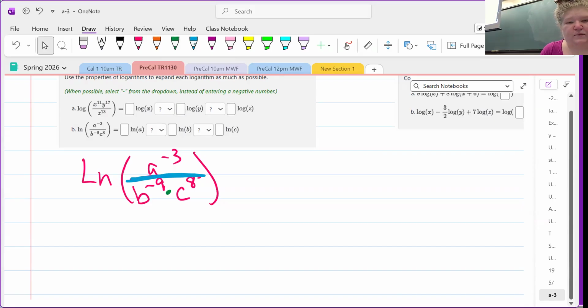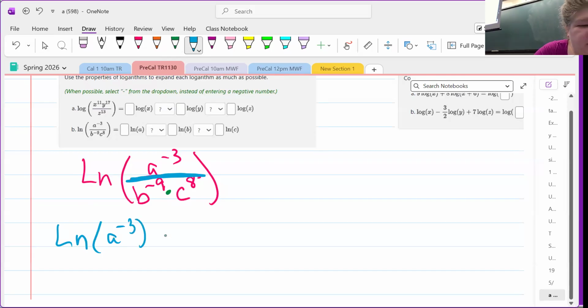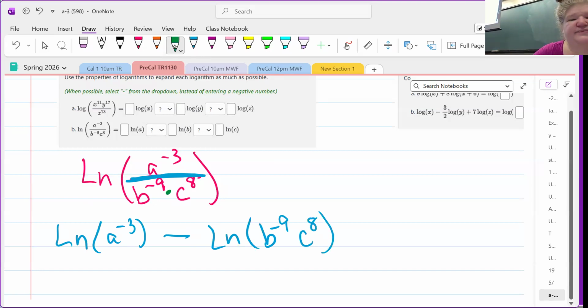So when we have the log of a fraction, that becomes the log of the top of the fraction minus the log of the bottom of the fraction. Now, since it was natural log, I'm writing natural log for the logs, but whatever log base you have, just keep the same log base everywhere.